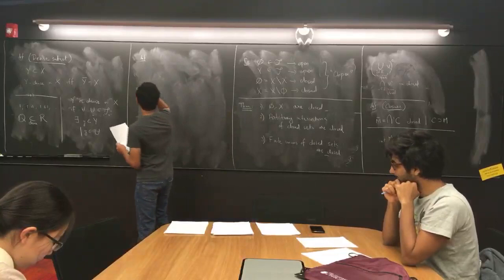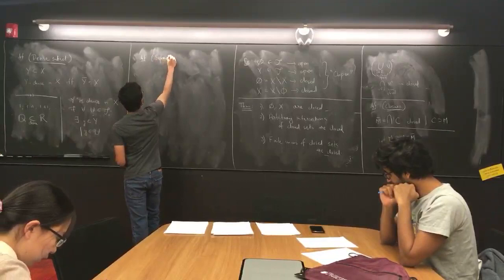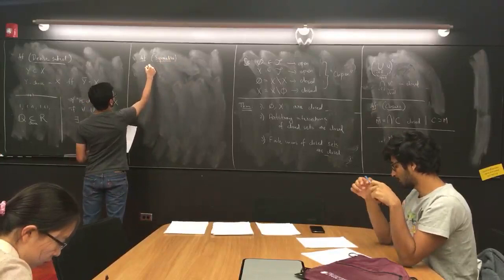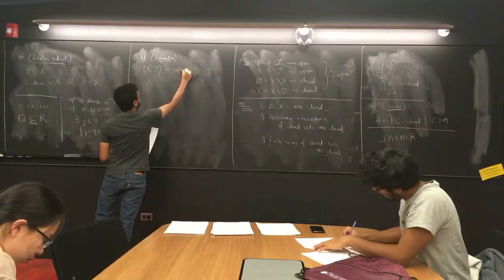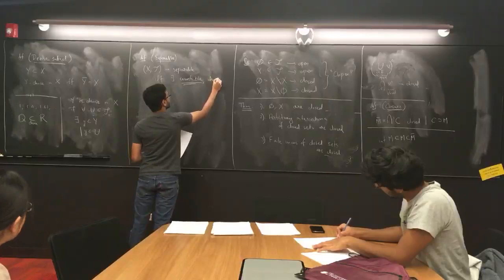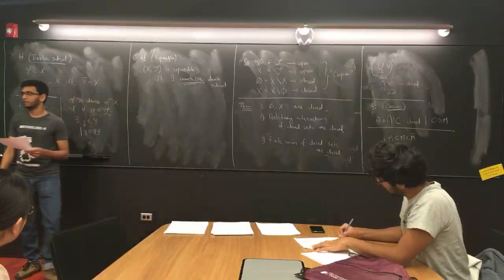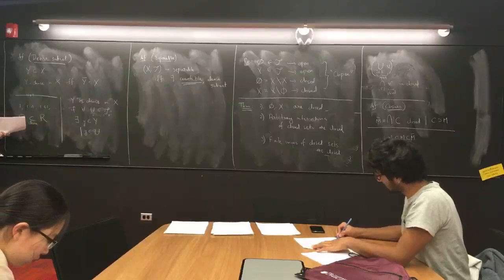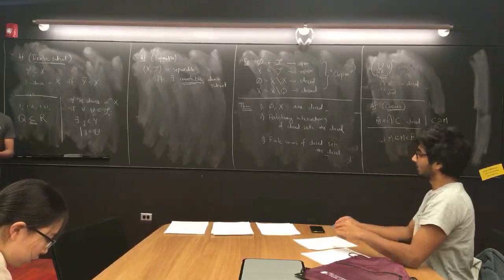Alright, so the next definition is that of a separable set. A topological space X is called separable if and only if there exists a countable dense subset. So another example is the real line again, because the set of rational numbers is a countable set.